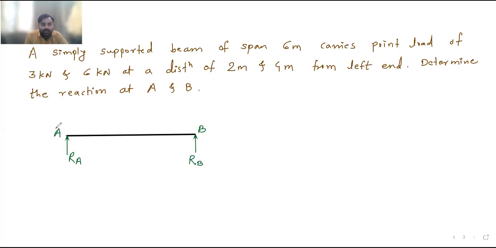Now A is called the left hand end. Who is on your left hand side, A or B? A. So A is called the left hand end. And to your right hand side, B is there. So B is called the right end. Now see the total span of this beam. The total span they have given to us is 6 meter. From A to B, the distance is 6 meter.